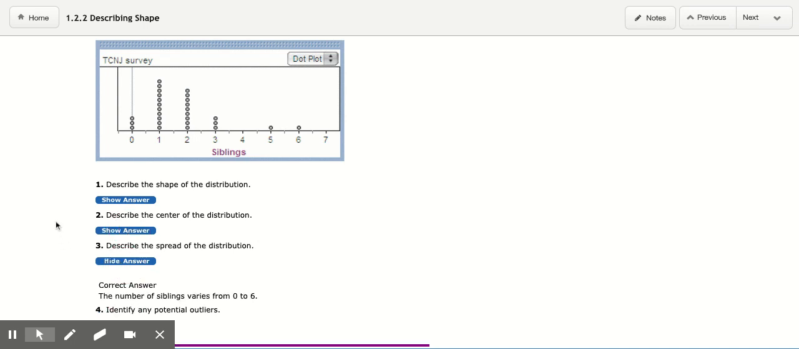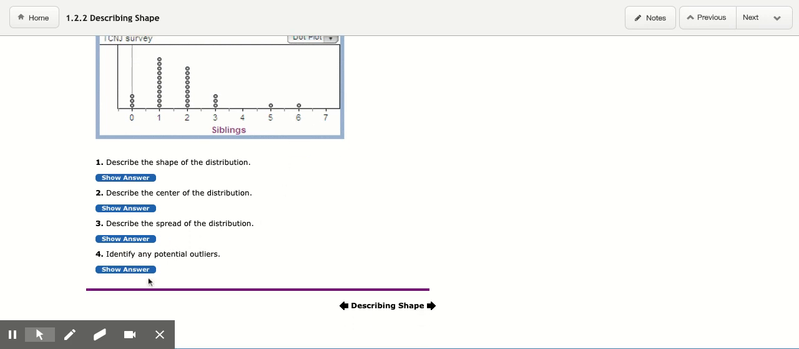Number 3, spread. Another word that most of you know is range. We're also going to talk about interquartile range, which deals a lot with dot plots. So this one ranges from a low of 0 all the way up to a high of 6.